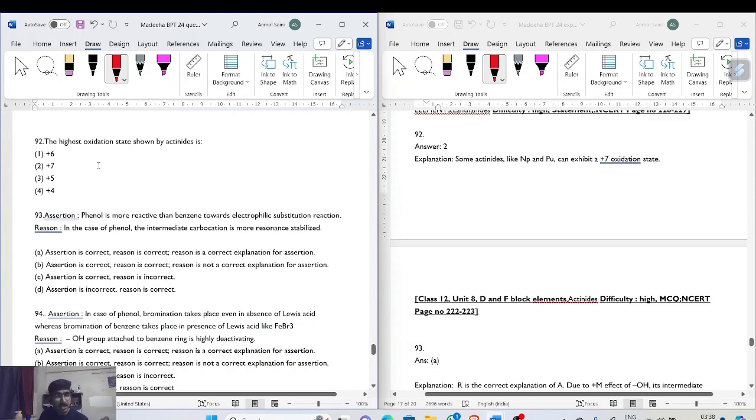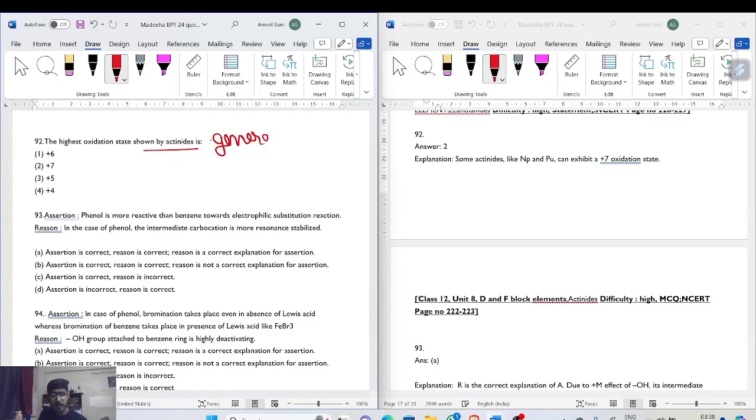The highest oxidation state shown by actinides is. Okay, so generally actinoids show +3 oxidation state, but they can show a wide range of oxidation states, which can range from +3 to +7.